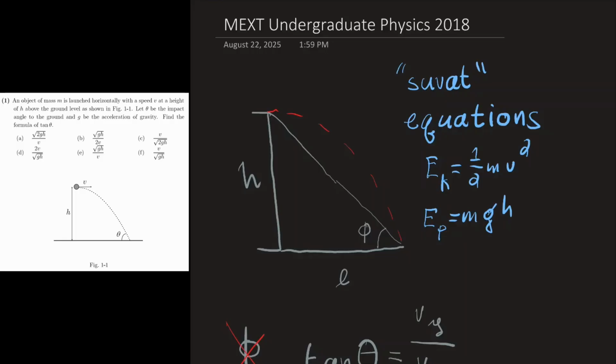So first is question 1, which says, an object of mass m is launched horizontally with a speed v at a height of h above the ground, as shown in figure 1-1. Let theta be the impact angle to the ground and g be the acceleration of gravity. Find the formula of tangent theta.